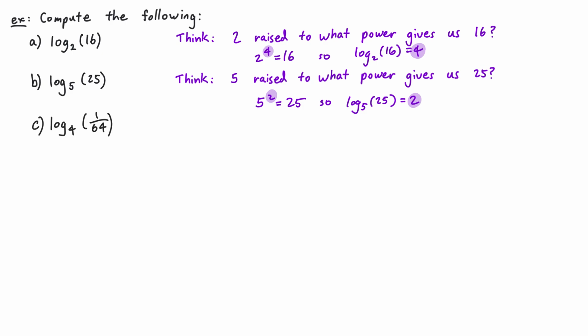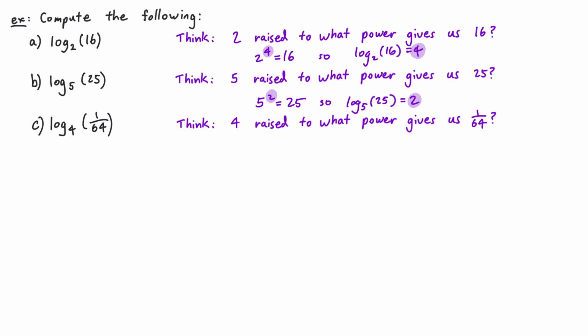In example C, we have the logarithm with base 4 of 1 over 64. To compute this logarithm, we want to think: 4, the base, raised to what power gives us 1 over 64, the number that we're taking the logarithm of. The fact that we have 1 over something should indicate that our power should be a negative number. So we can start by thinking, 4 raised to what power gives us just 64? And then all we have to do is turn that number negative.